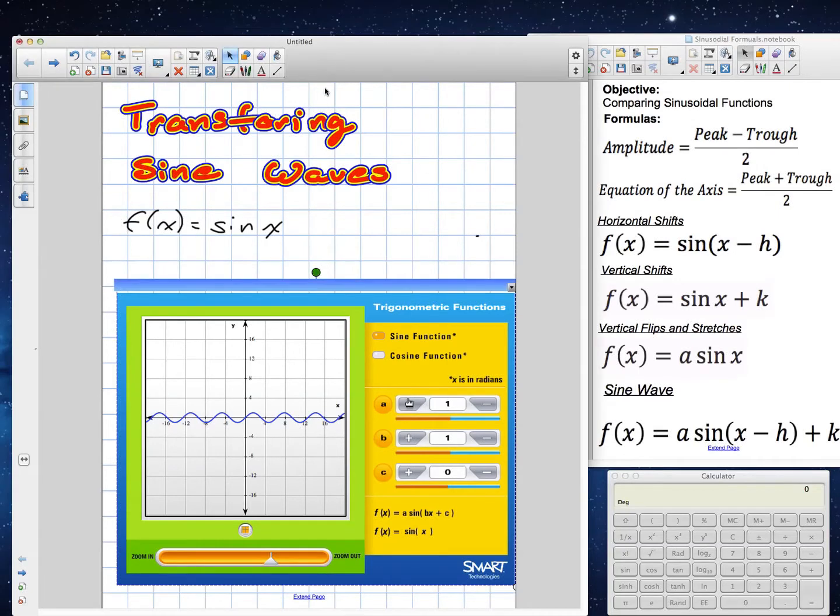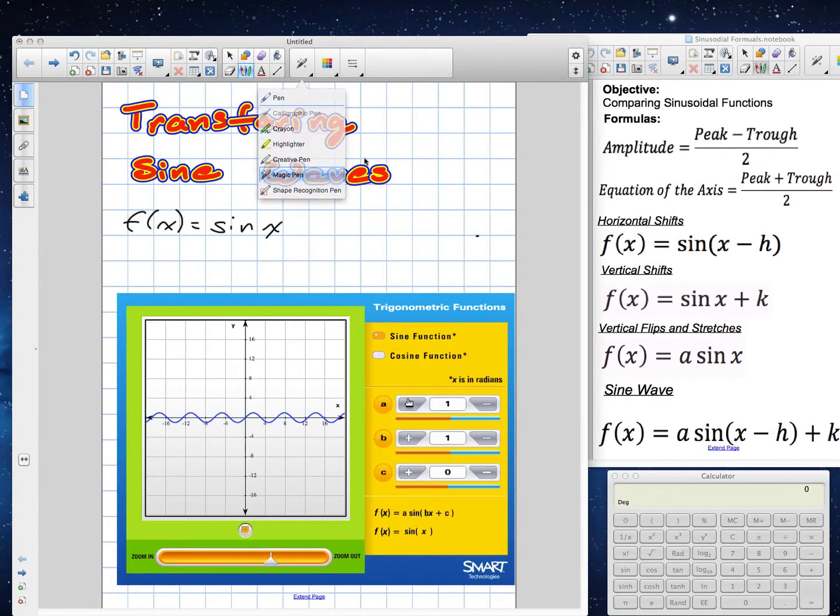Okay, today we're going to go over transforming sine waves. Yesterday we talked about it a little. We're going to show you with changing certain numbers what it can do to a sine wave. Now, the letters they're using here, they have an A, a B, and a C variable. Not what we're using. And in fact, we're not actually going to talk about the B.